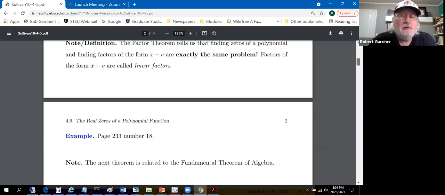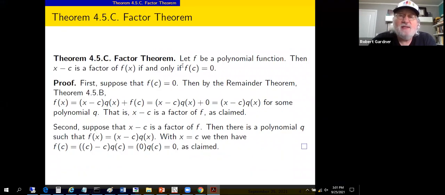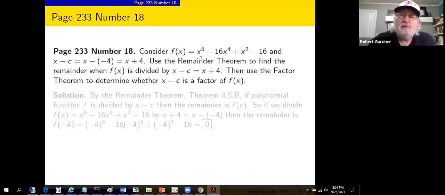Next, let's do an example. Number 18 says, consider f of x equals x to the 6 minus 16x to the 4th plus x squared minus 16, and consider x minus c, that is x plus 4. So we're going to use the remainder theorem to find the remainder when f of x is divided by x plus 4, this x minus c. I write it explicitly in terms of the x minus c form, better to see what we're doing and see what the value of c is given above.